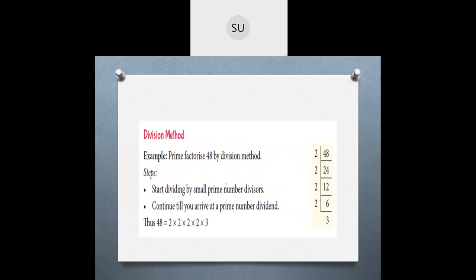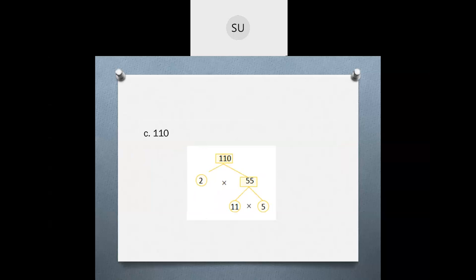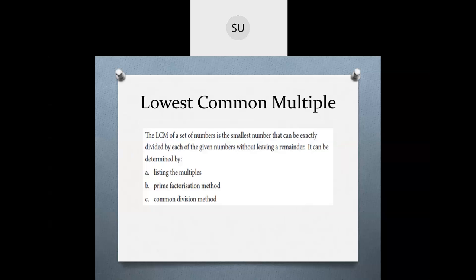Then we saw the division method. For prime factorization by the division method, you start dividing the given number by small prime number divisors, and you have to continue till you arrive at a prime number dividend. Till you get a number at the end which is a prime number, you have to continue. Then just write it as a product of all the factors. So for 48 it will be 2 into 2 into 2 into 2 into 3. So this is the division method. Then we solved different problems on these methods.